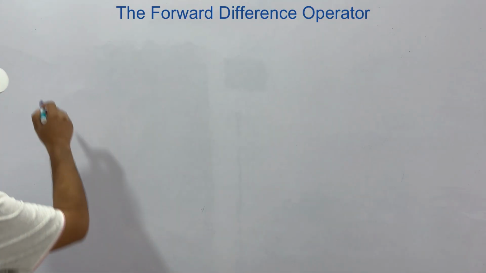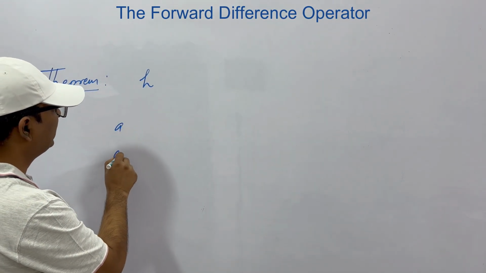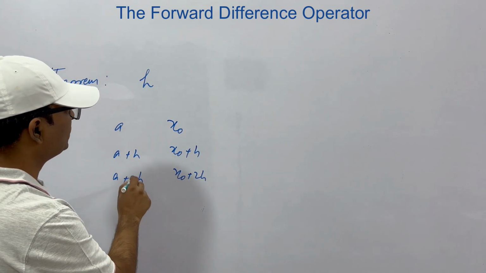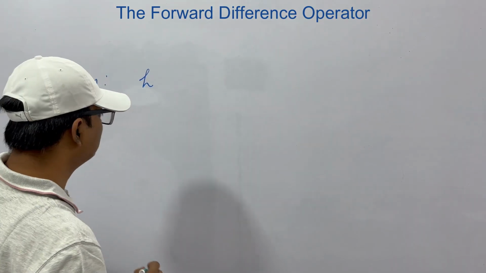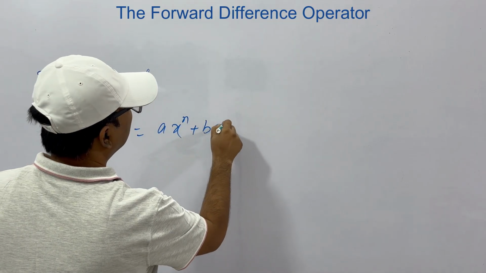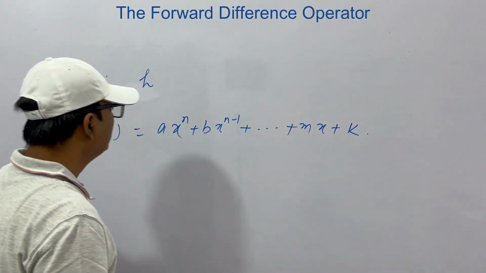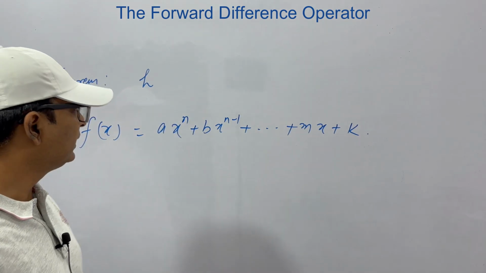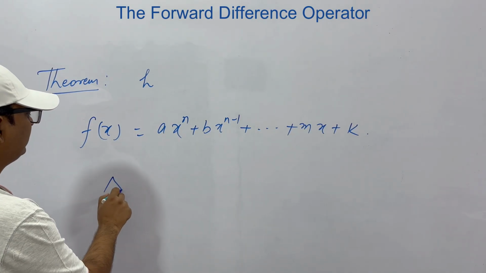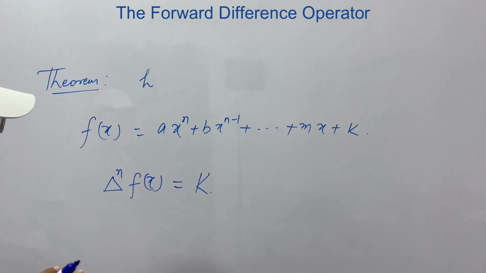Now there is a very important theorem here. The theorem says that if we have equally spaced intervals h, that is a, a+h, or x0, x0+h, x0+2h, where the differences are equally spaced, then for a polynomial of nth degree, which is a x^n plus b x^(n-1), and so on down to m x and finally a constant, the nth difference will be a constant. This is a very important theorem.